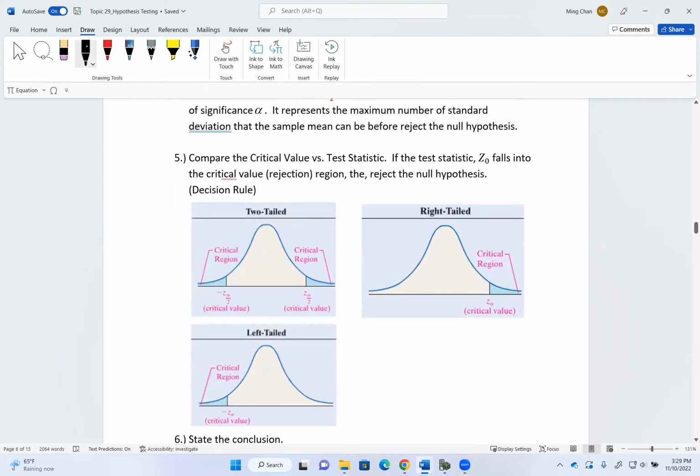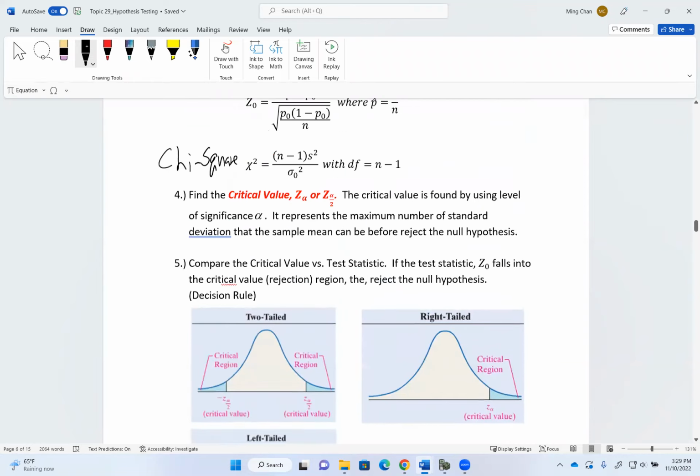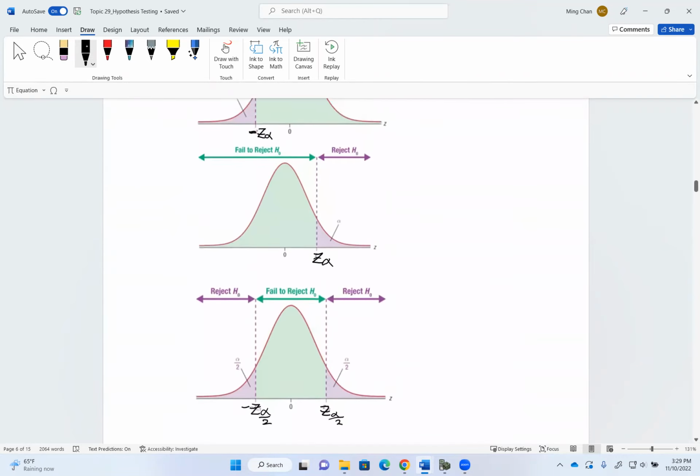Then we're going to compare the critical value versus the test statistic. This is what I wrote down earlier. It depends on where the test statistic falls. Does it fall to the left of the critical value, to the right of the critical value, or to the left or right in the two-tailed test? If it falls into those regions, called the critical region or rejection region, then we reject the null hypothesis. If it falls anywhere else, we fail to reject. That's basically what this picture is trying to show.